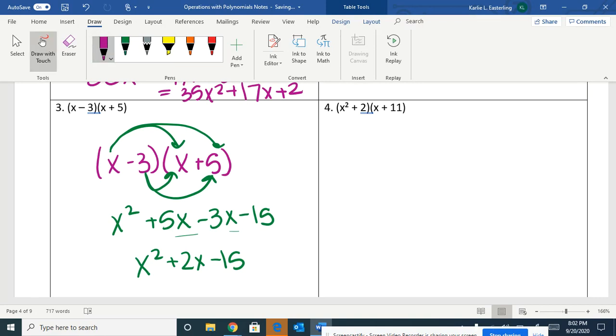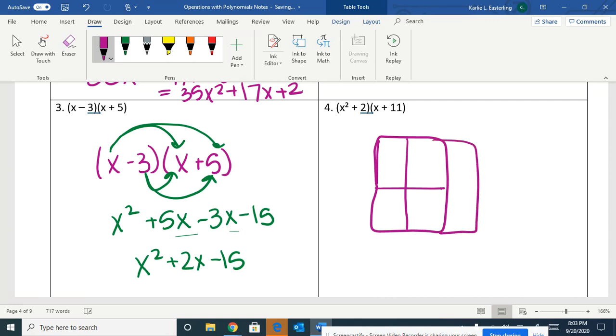And then finally, we're looking at number 4. We'll do this one both ways again so that y'all can see them, and you can just pick your favorite, because we're still looking at a binomial times a binomial here. So let's go ahead and draw our box and split that box up. The reason that we're doing 4 total boxes on the inside is because we're doing a binomial times a binomial. If we were doing a trinomial times a binomial, we would just add on another box, which I'll show y'all on the next one.